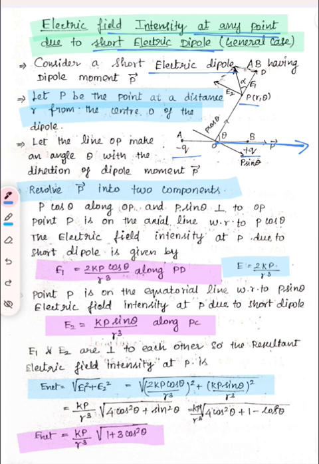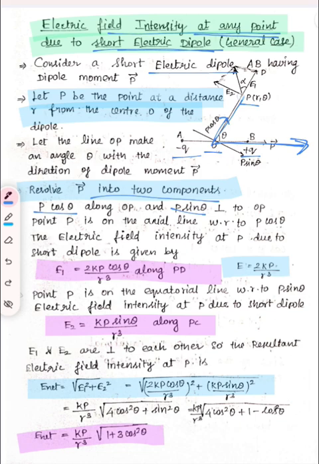To find the electric field intensity at any general point due to the short electric dipole, consider a point P at r distance from the center of the dipole O. And this line OP is making angle theta with the dipole moment direction p. Now what are the rectangular components of the dipole moment? That is p cos theta, the axial component, and p sin theta, the perpendicular component. p cos theta is along the OP line and p sin theta is perpendicular to OP.